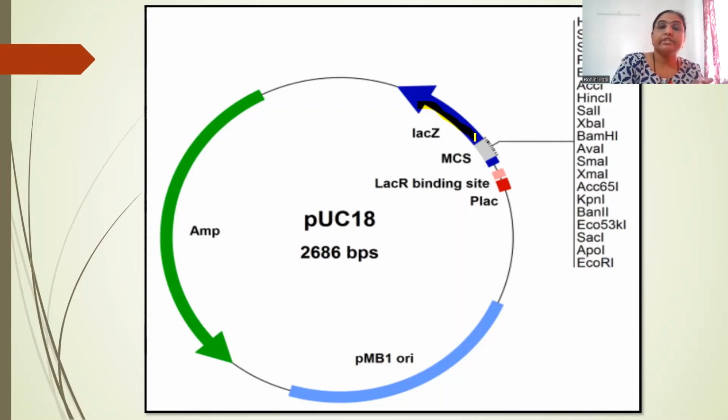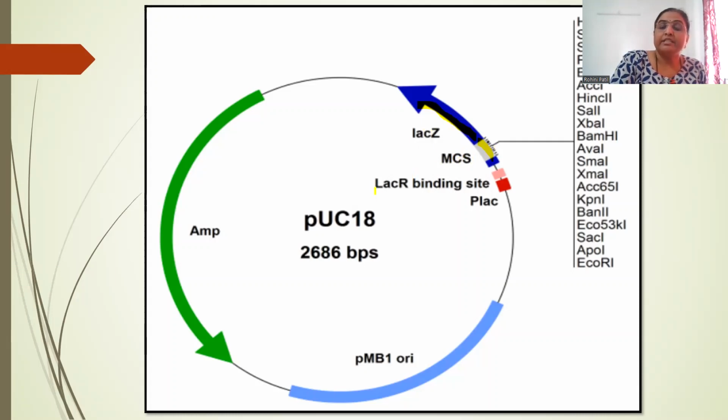In this lacZ gene, there are only about 146 codons. And here there is an ampicillin resistance gene. There is the origin of replication. Here you can see there is an MCS, a multiple cloning site. And these are the restriction sites which are present in this multiple cloning site.